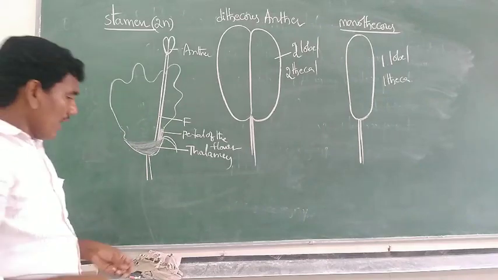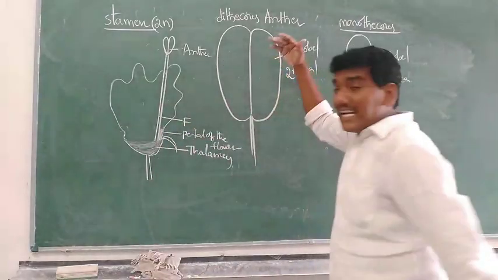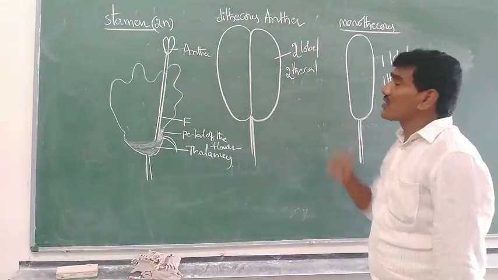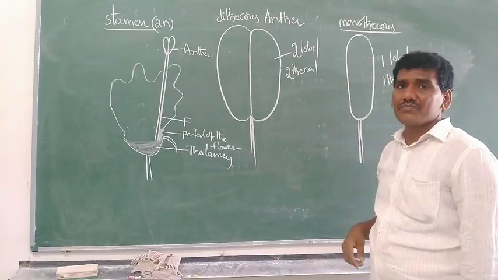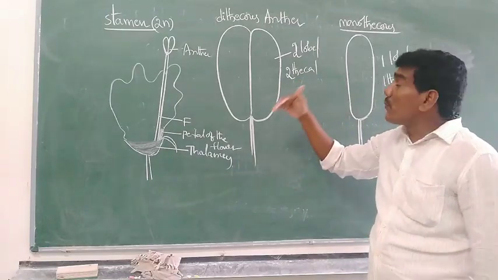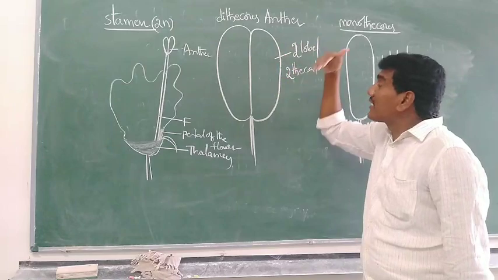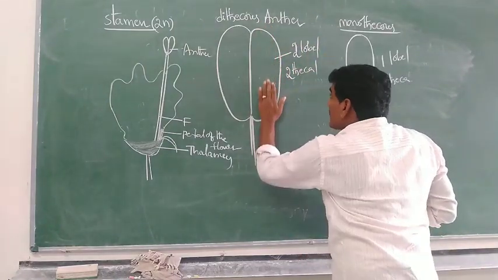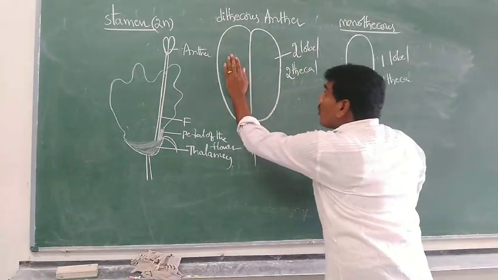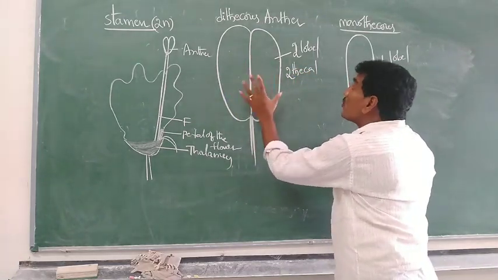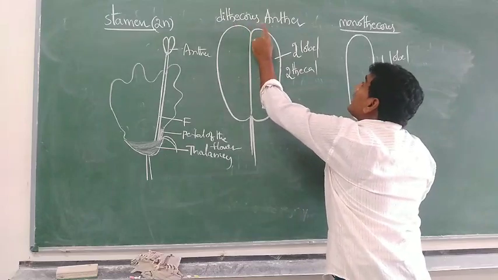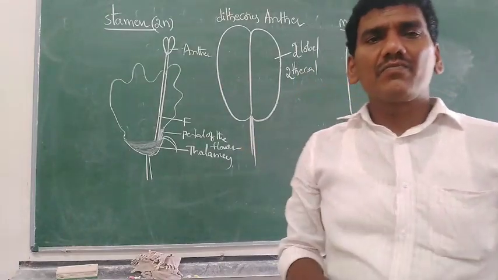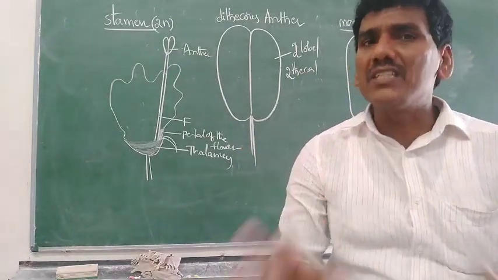A typical angiospermic anther has two lobes or two thecae. This is one lobe, and one lobe represents one theca. This is one more lobe. Due to the presence of two thecae, it is called a dithecous anther. Most angiospermic plants have dithecous anthers.